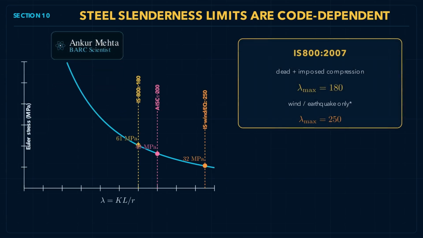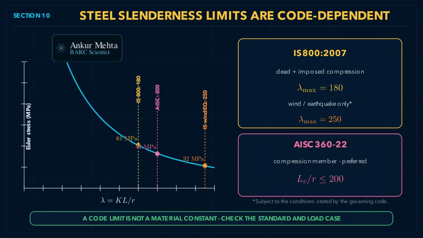Maximum slenderness is controlled by the governing structural design code. Under IS 800-2007, a member carrying compression from dead and imposed loads has a maximum effective slenderness of 180. If compression is caused only by wind or earthquake combinations, the stated limit may increase to 250. Meanwhile, AISC 360-2022 recommends that L sub c over r should not exceed 200 for compression members. On the graph, ideal Euler stress is only about 61 megapascals at a slenderness of 180 and about 49 megapascals at 200. The practical lesson is simple. Always design to the applicable code.